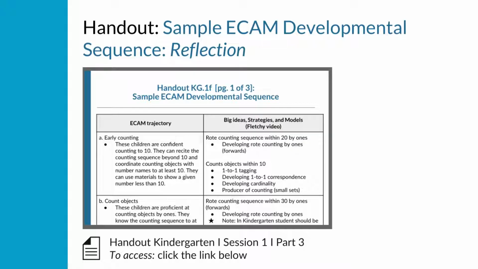An important note: while the foundational standards do not heavily focus on counting, there is a critical connection between the foundational standards and ECAM. If a student cannot count flexibly and with understanding, it will be near impossible for them to develop fluency within the foundational standards.